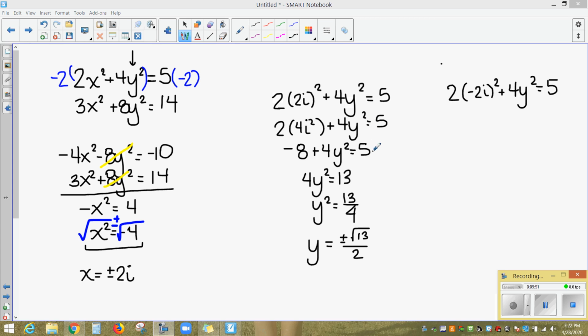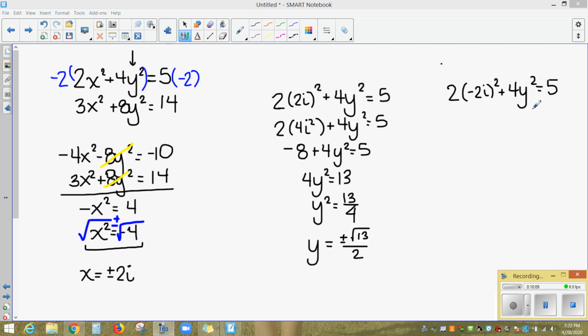Okay, so it's not a pretty value, but when we plug in 4i squared, remember, is equal to -4. So -4 times 2 is -8. We'll add the 8, divide by 4, take the square root, plus or minus. Okay, and I'll come back and write the ordered pairs in a minute.